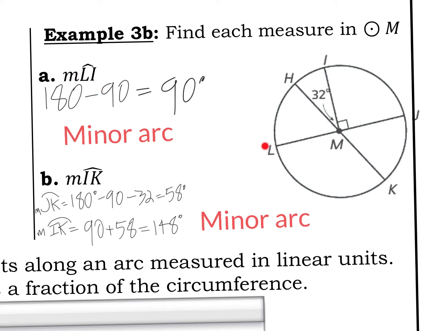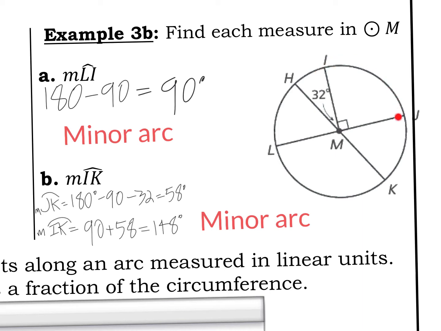Okay, so for example 3b, the first thing I'm going to look for is measure of arc LI in circle M. So if you trace it, LI is this right here. And what is it directly next to? It's adjacent to IMJ, and that's a 90 degree angle right there. So therefore IML must be a 90 degree angle, so LI is also going to be a 90 degree angle. Also, you could tell that LJ is a diameter, so that's going to make a semicircle. So if you did 180 minus 90, you'd get 90, and then minus 32, you'd get this as 58. So 58 plus 32 would also equal 90.